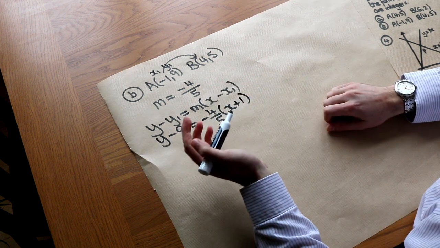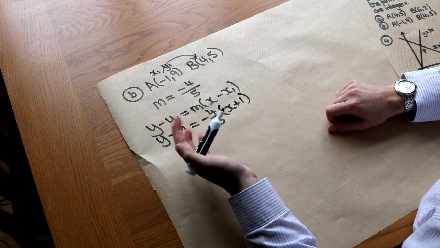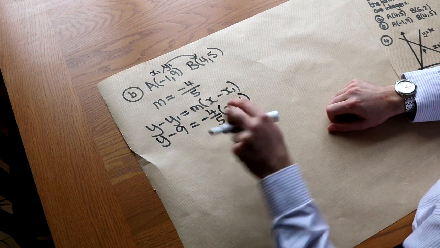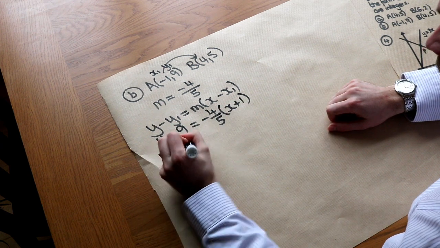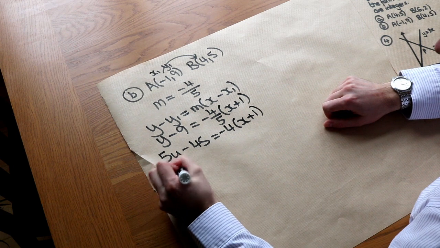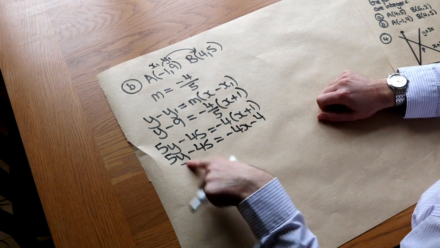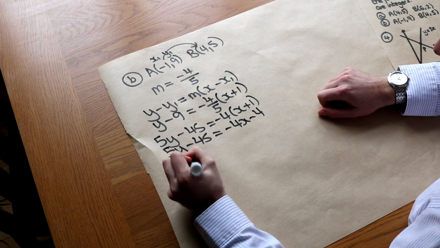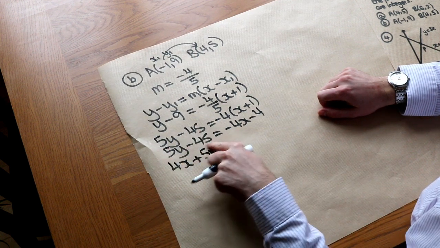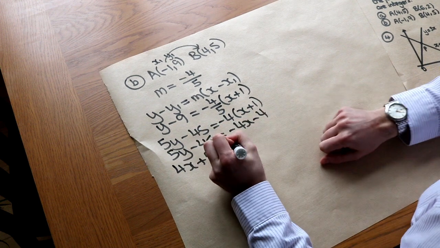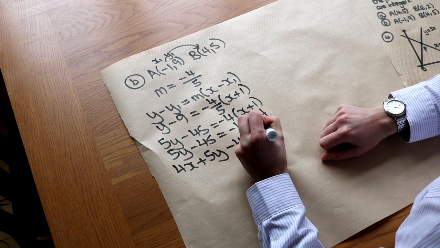And again, we want it in the form ax plus by plus c equals 0, only using integers. So we don't like that over 5. We're going to times everything by 5. Then we're going to expand out the bracket. And then we're going to put it all on the side where x is positive. So let's put it on the left-hand side. We have 4x plus 5y. Then we've got the -45 plus the 4 is -41 equals 0.